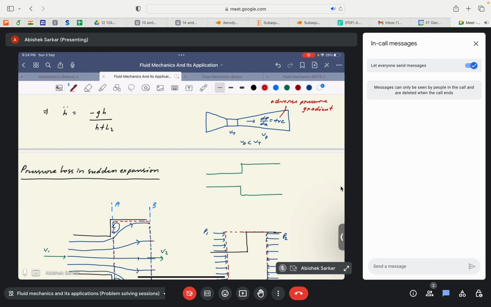So even if there's an adverse pressure gradient, what we try to achieve is to make this increase in diameter as gradual as possible, so that there is the least pressure loss from the throat to the exit, right? Pressure loss can be considered as energy loss, so that there's the least energy loss from the throat to the exit. That's why there is a very gradual increase in the diameter of the pipe in the case of a venturi meter.